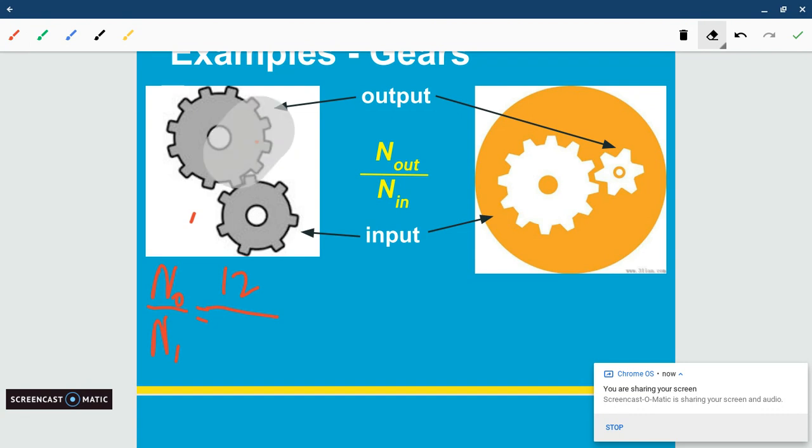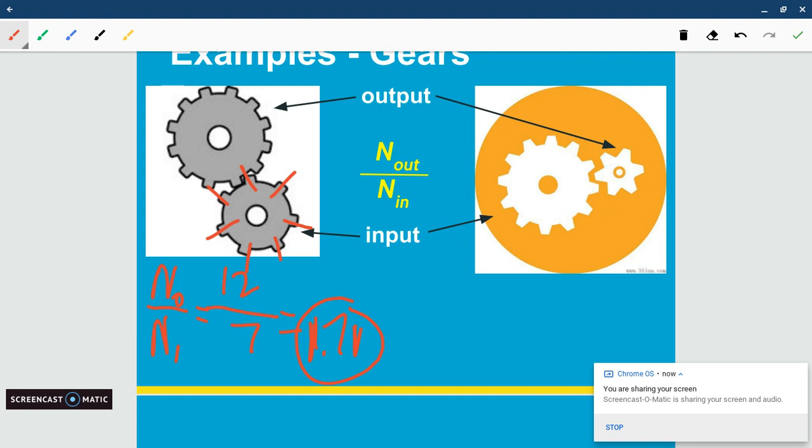Over input, and I'm just going to get rid of those so I can count easier for you. The input gear on the bottom is 1, 2, 3, 4, 5, 6, 7. So my mechanical advantage here would be 12 divided by 7. And that would give you 1.7 or 1.71, depending on how many decimals you wanted to do. And remember, mechanical advantage has no label. And so this one has no label. So this one would make my force 1.7 times larger. Okay.